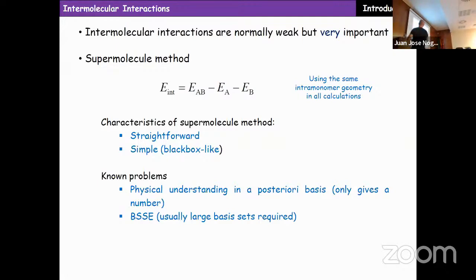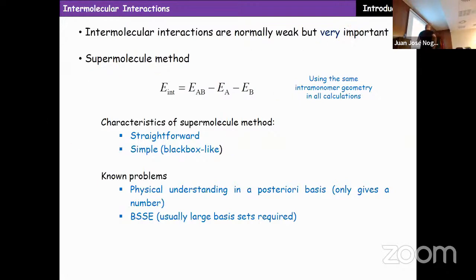So it's clear that intermolecular interactions are normally weak, compared with a covalent bond. We are talking about, in this previous example, around 14 kilocalories per mole for the interaction between the TCDD and these lipid molecules. And you know that a covalent bond is much more, around 100 kilocalories, depending on the covalent bond of course. So they are weak, but very important.